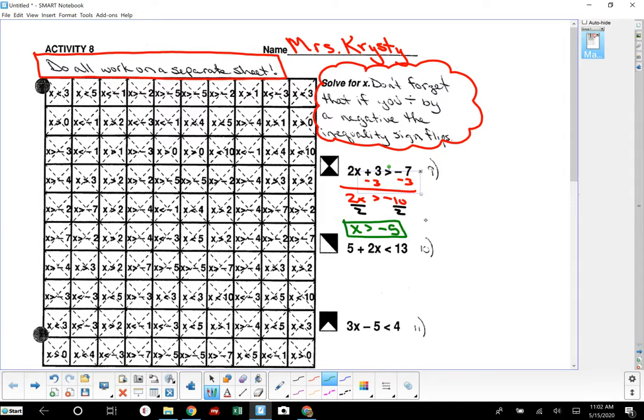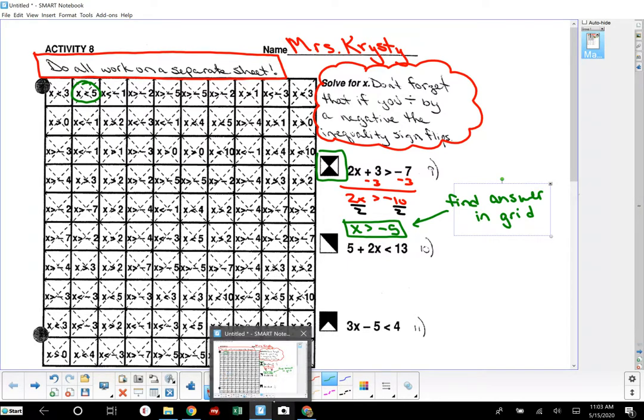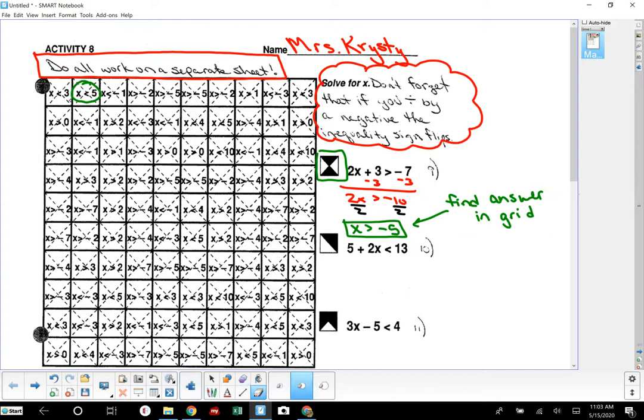So you're going to find this answer in the grid. And when you do, you're going to color all of them to look just like this one. So if I find x is greater than 5, now here's an x is less than 5 up here. See this guy? I'm going to erase this in a minute. There's an x is less than 5. So we want to find an x is greater than 5. Oh, negative 5. Sorry. So I'm going to erase that.